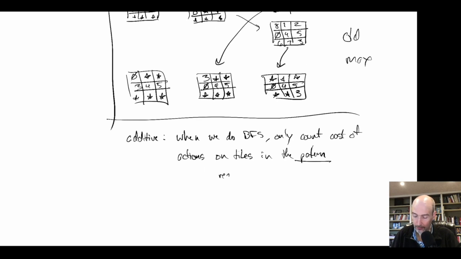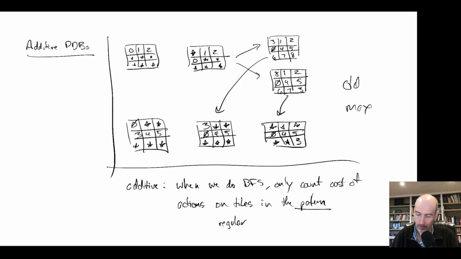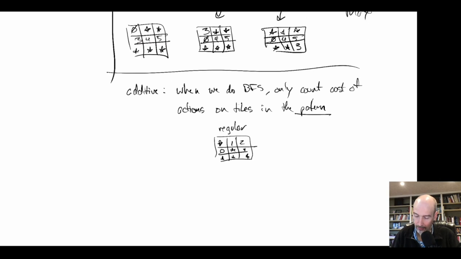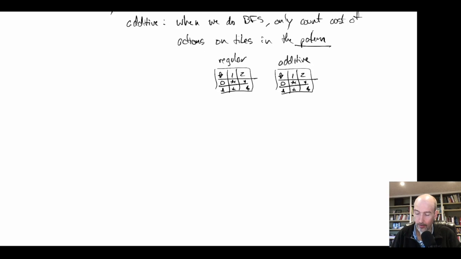So in a regular PDB, this state, I'll just put a copy of it down here. In a regular pattern database, the heuristic of this state is going to be 1, because I need one action. In particular, I'm going to have to move the one star tile down to this middle row in order to get the 0 blank into the correct location. But in an additive pattern database, because I don't count the actions of these tiles, I'm going to say that this state has a heuristic of 0.